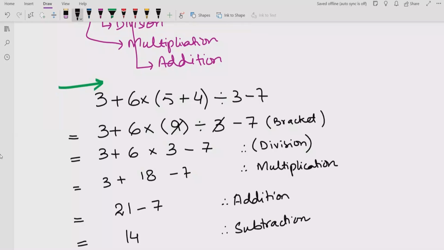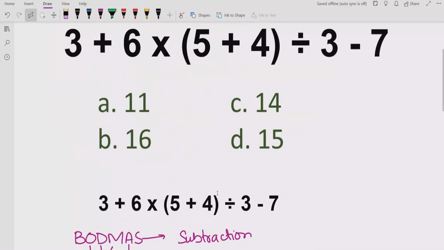If you see the 4 answers, answer C is the correct answer of this question. I hope you understand this question.